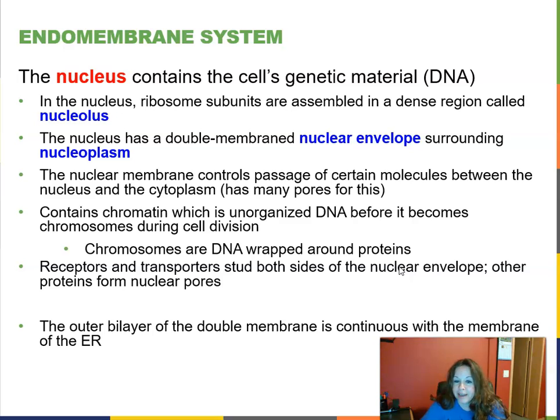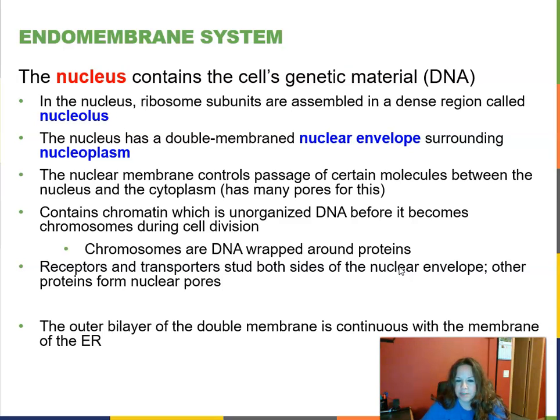Then the nucleus has a double membrane, the nuclear envelope, and there's a bunch of liquid or jelly-like fluid called nucleoplasm in there. The nuclear membrane can control the passage of different substances that are going in and out of the nucleus, and there's lots of pores for that, much like the plasma or cell membrane does.